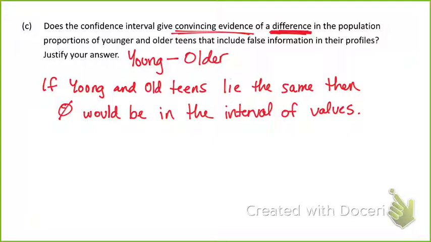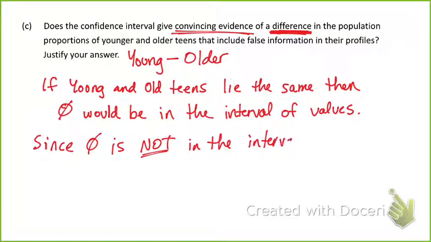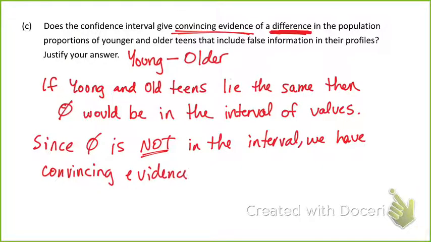Was 0 in the interval? It was not. So, since 0's not in my interval, I have convincing evidence that there is a difference in the rates of the lying. Since 0 is not in the interval, we have convincing evidence of a difference.